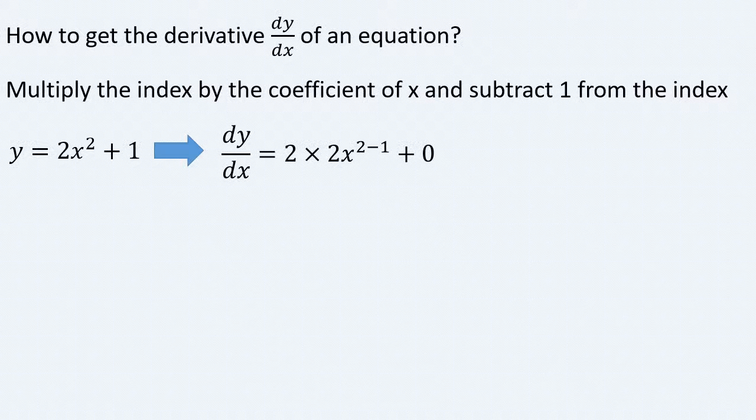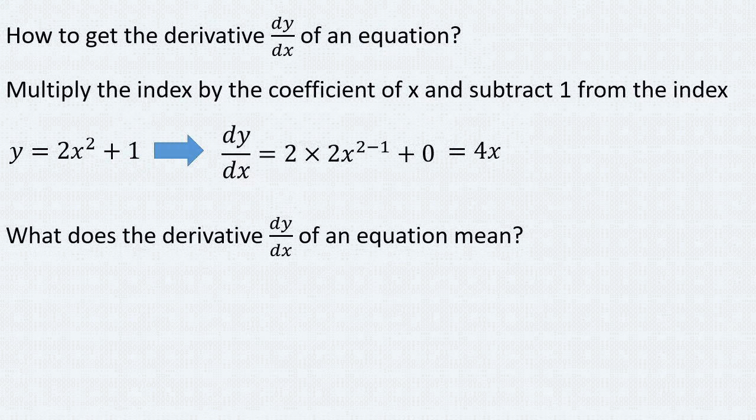And any constant, when differentiated, becomes 0. So the 1 in the equation 2x squared plus 1 becomes a 0. So dy by dx, the differentiation of the function or the equation 2x squared plus 1, becomes equal to 4x.